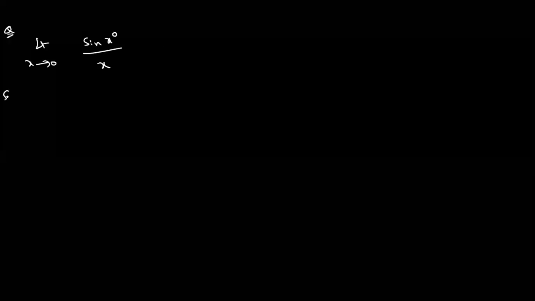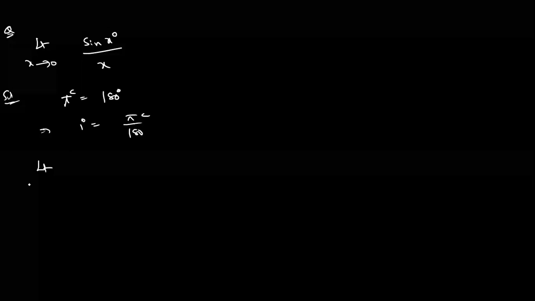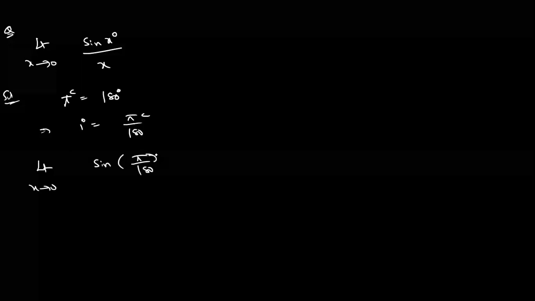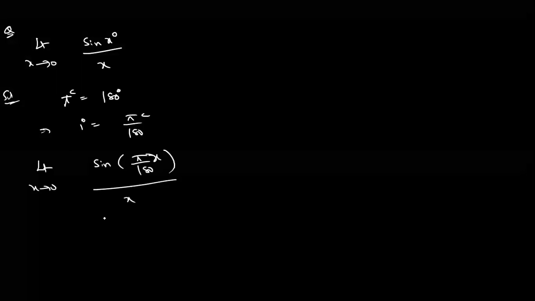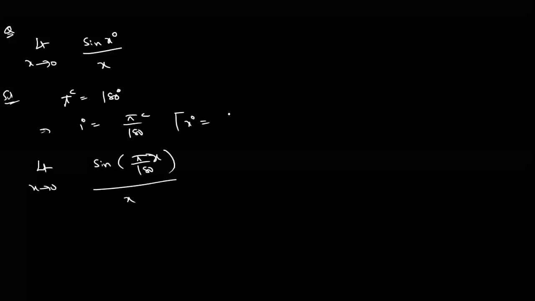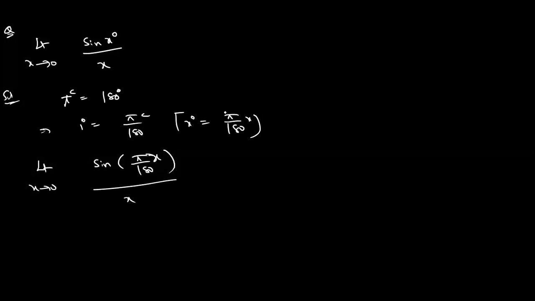Anyone tell me? 1 radian is equal to how many degrees? I mean, pi radians is equal to how many degrees? 180 degrees. So 1 degree is equal to how many radians? Pi by 180 radians. So what I'm doing here, sine of pi by 180 x like that. Clear, dear students? X degrees is equal to pi by 180 x radians. That's the meaning.